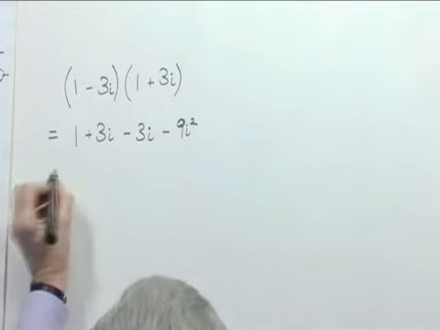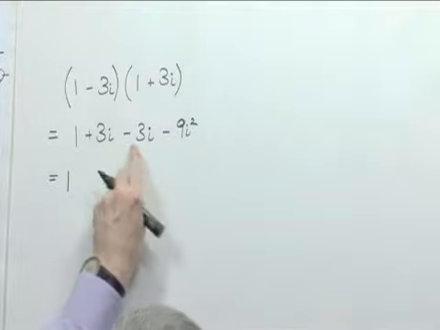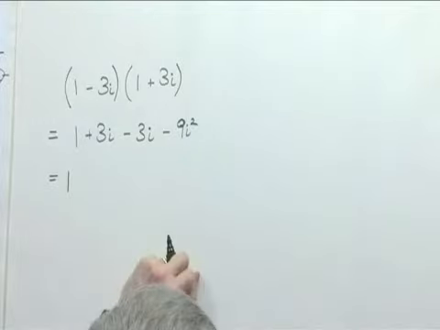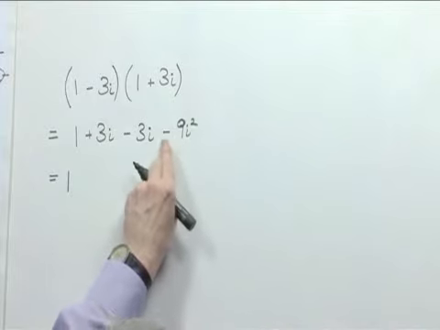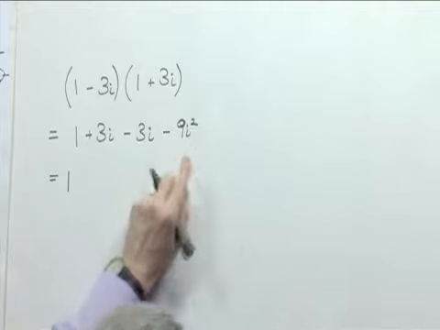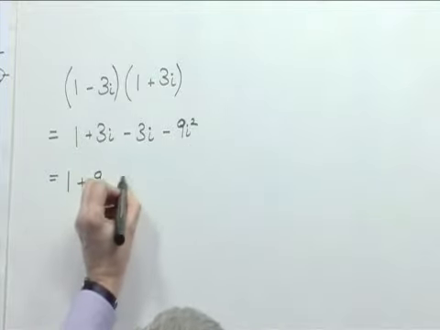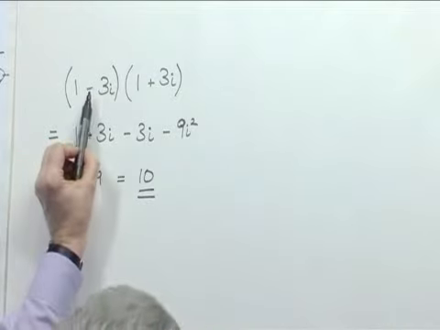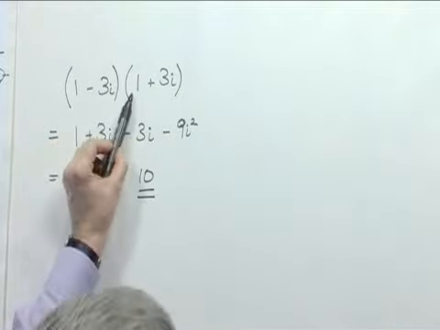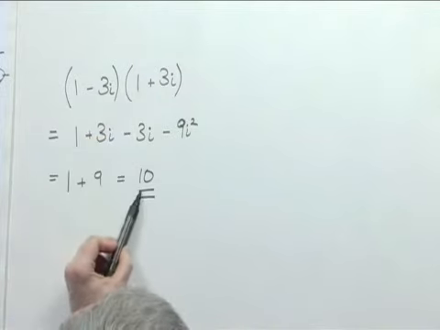What we're going to do now is tidy this up. That means we combine together our terms in i, and we use the fact that i squared is equal to minus 1. So we get 1 at the start, plus 3i minus 3i, so that's no i's. And then minus 9i squared, remembering that i squared is minus 1. So we've got minus 9 times minus 1, giving us plus 9, which is an answer of 10. So once again, we've multiplied a complex number by its complex conjugate, and we've got a real number.